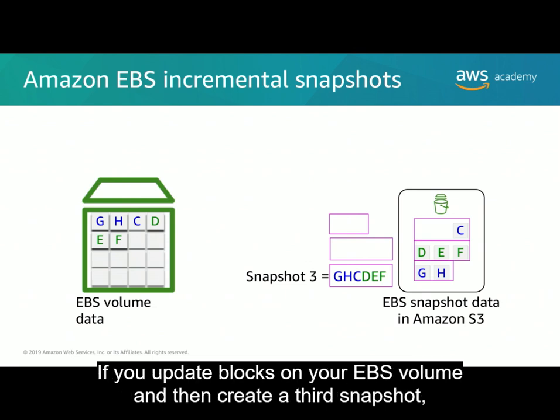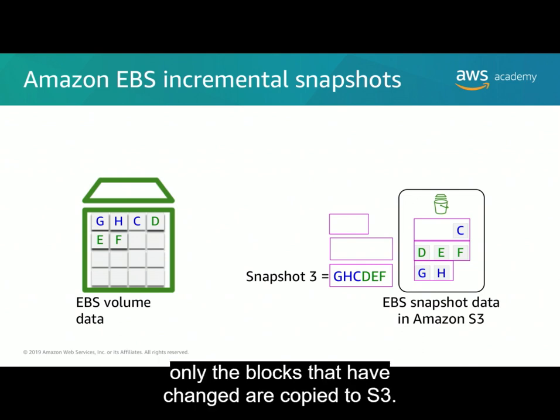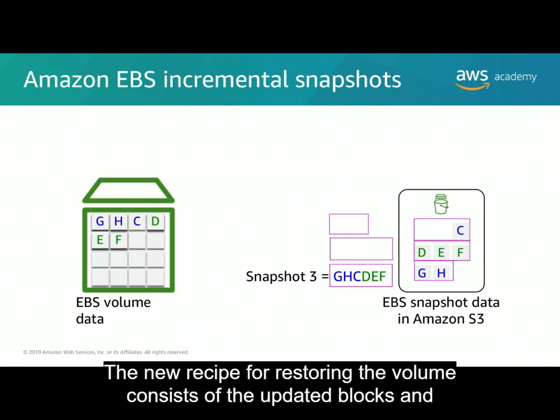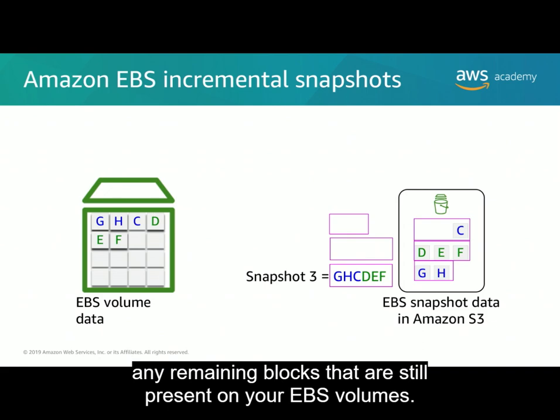If you update blocks on your EBS volume and then create a third snapshot, only the blocks that have changed are copied to S3. The new recipe for restoring the volume consists of the updated blocks and any remaining blocks that are still present on your EBS volumes.